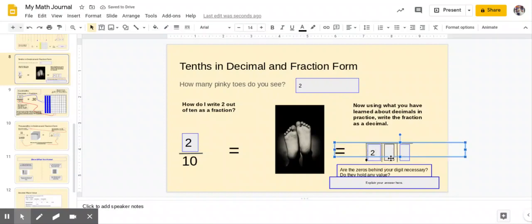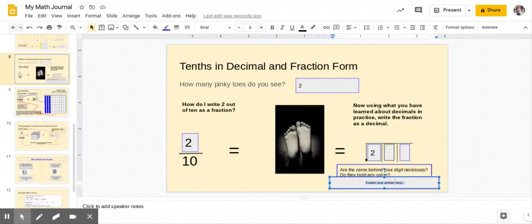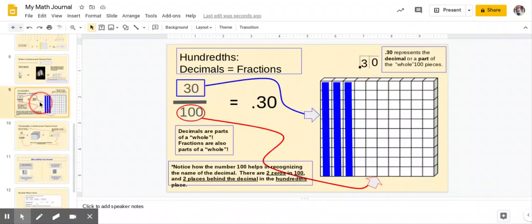So we could, if we wanted to, fill in the rest of this with zeros. But are the zeros behind the digit necessary? And do they hold any value? So when you go into your own place value journal to fill in some of these numbers and finish up the activities on the rest of the slides, you're going to answer the question on slide number 8. And then you're going to go on and look through and explore the next couple of slides.